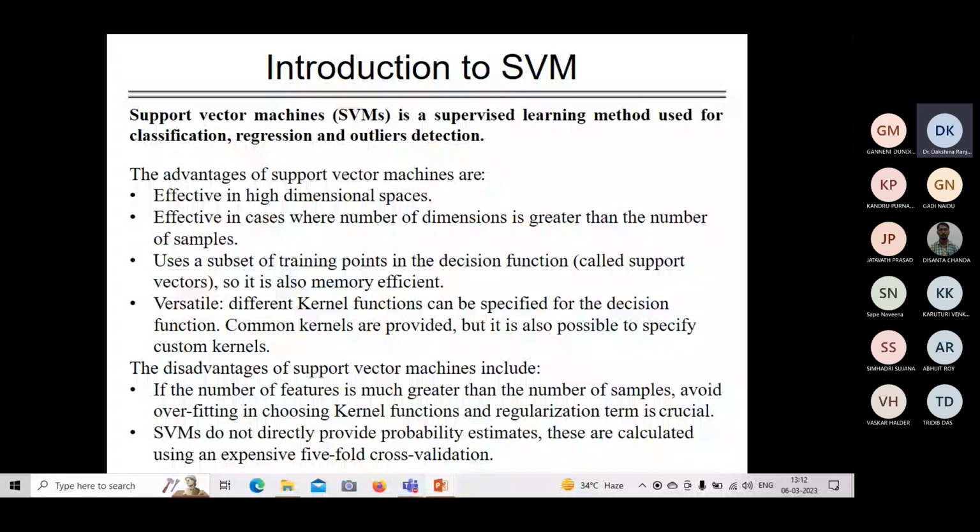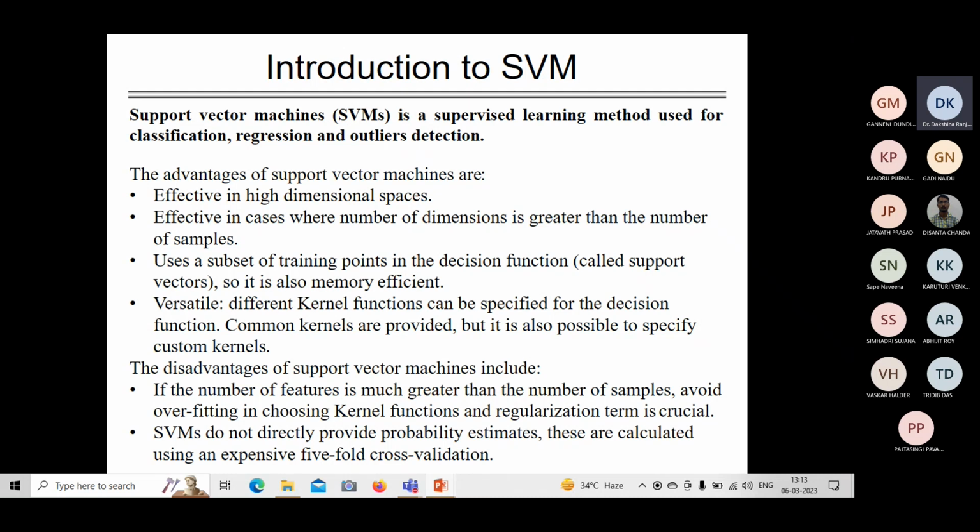Now it uses a subset of training points in the decision function, also called support vectors. So it is also memory efficient. When support vector machines are used, they are not used for all the training points, but for a subset of training points, which are also known as the support vectors, to define a decision boundary. Since we are not using all the training vectors, this is found to be memory efficient.